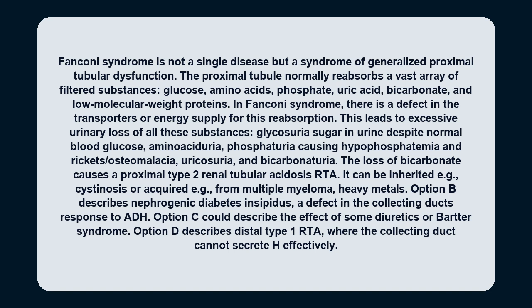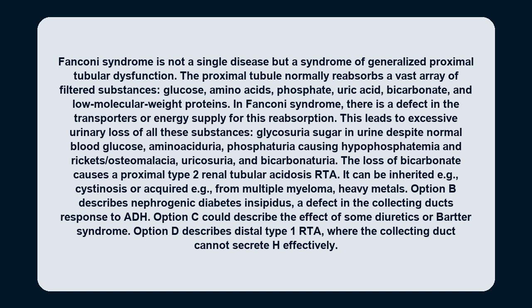phosphaturia causing hypophosphatemia and rickets/osteomalacia, uricosuria, and bicarbonaturia. The loss of bicarbonate causes a proximal type 2 renal tubular acidosis, RTA. It can be inherited, e.g., cystinosis, or acquired, e.g., from multiple myeloma or heavy metals.